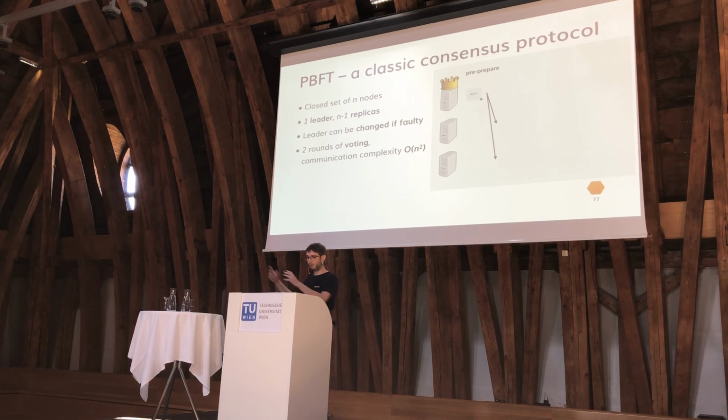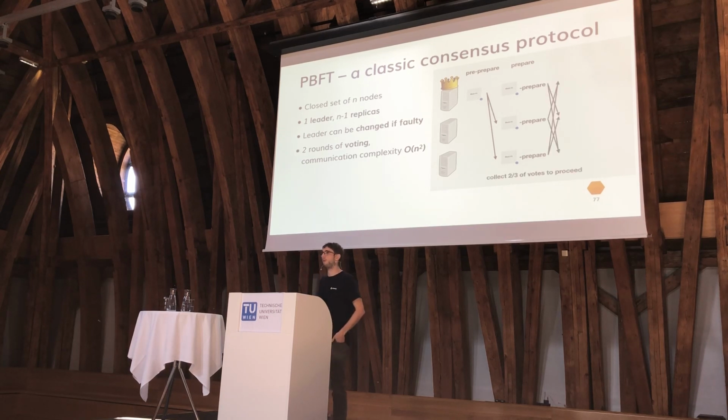So here we have some kind of block or some state, and PBFT has 3 phases. The first one is called pre-prepare, and in that phase the leader sends out his proposal of the state to all of the other replicas. In the next phase, the prepare phase, which is one of the 2 voting rounds, all of the different participants in the protocol have to vote on this proposal and send their vote to all of the other nodes. And here the quadratic communication complexity comes in.